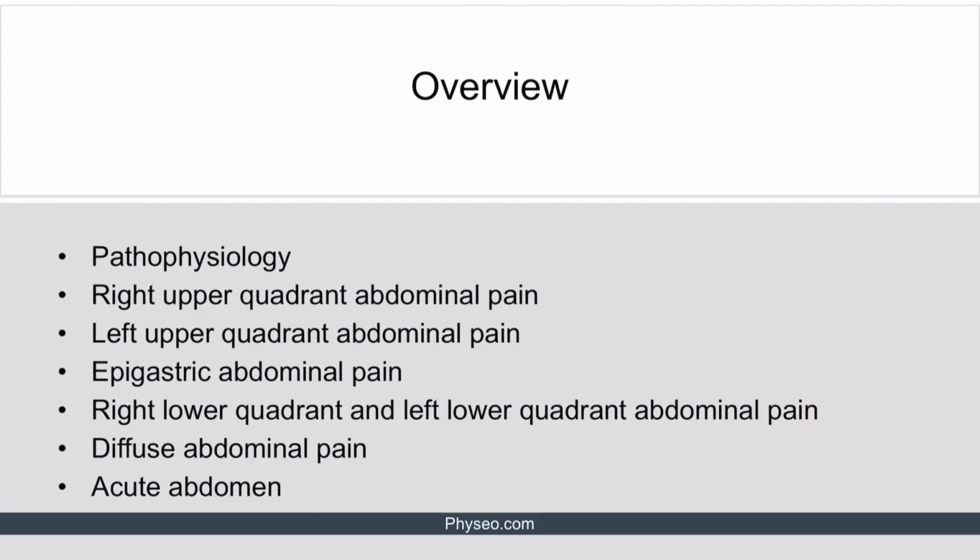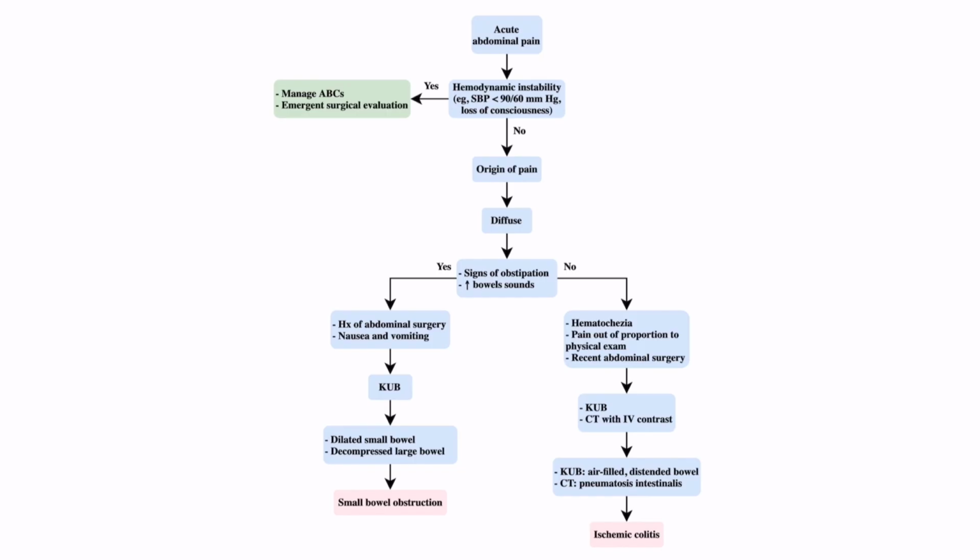Let's discuss etiologies of diffuse abdominal pain. Abdominal pain that is diffuse in character is usually correlated to either a small bowel obstruction or ischemic colitis.